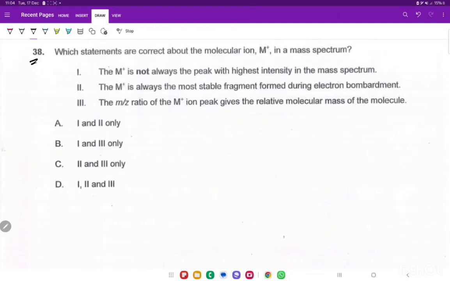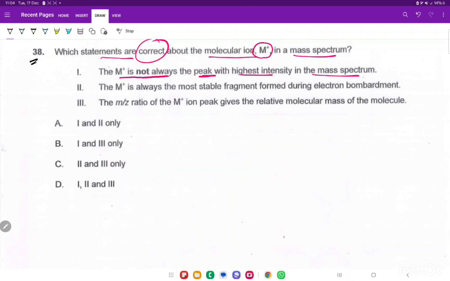Next is question 38. Which statements are correct about the molecular ion M plus in the mass spectrum? It is asking which is correct. M is not always the peak with the highest intensity in the mass spectrum. Yes, it is correct. It is not necessary that M is always the highest peak. It is the first ion produced by loss of an electron. Therefore, it should have the higher molar mass.